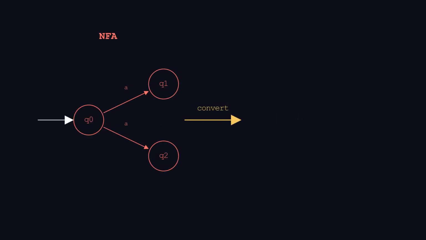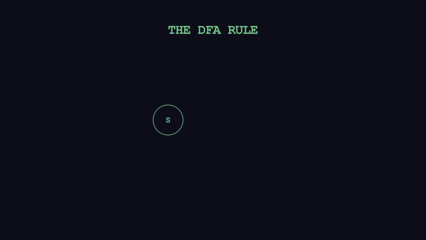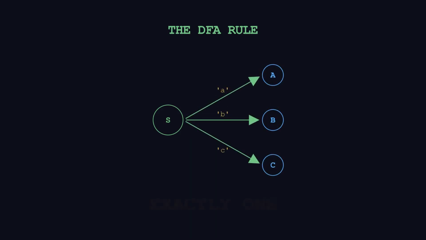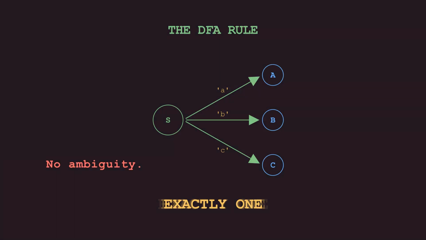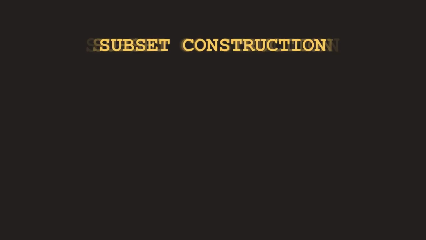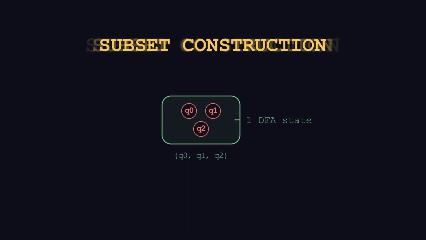One approach, convert it into a deterministic finite automaton, a DFA. A DFA has one crucial rule. From any state, each input character leads to exactly one next state. No ambiguity, no choices. The conversion algorithm is called subset construction. Each DFA state represents a set of NFA states you could be in simultaneously.